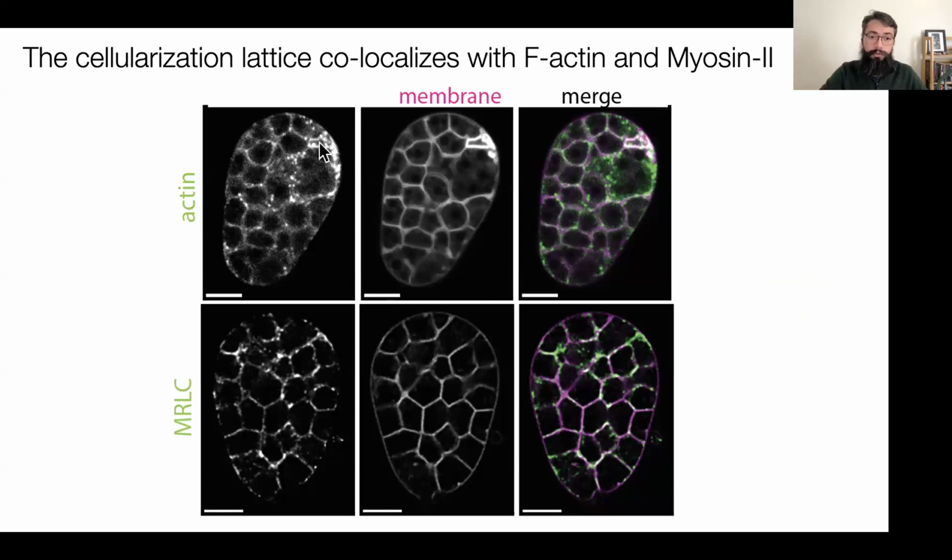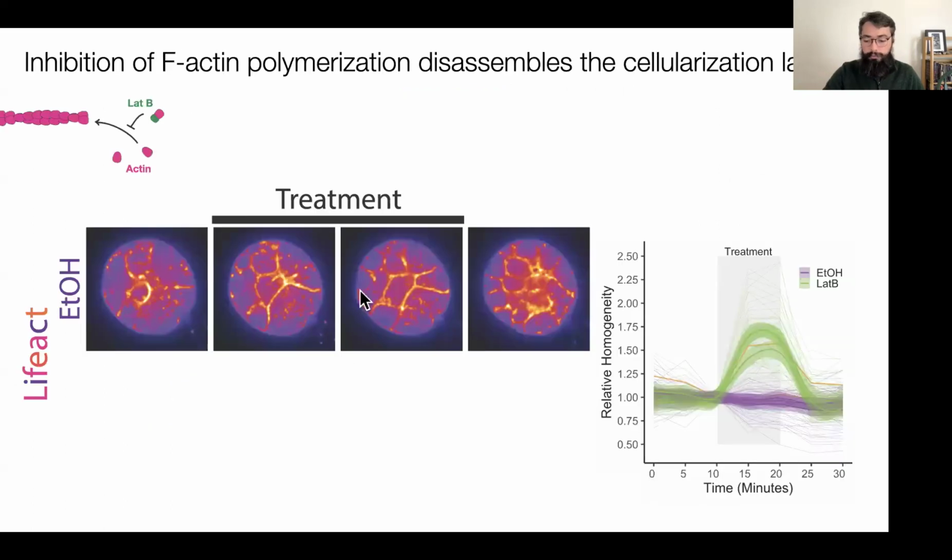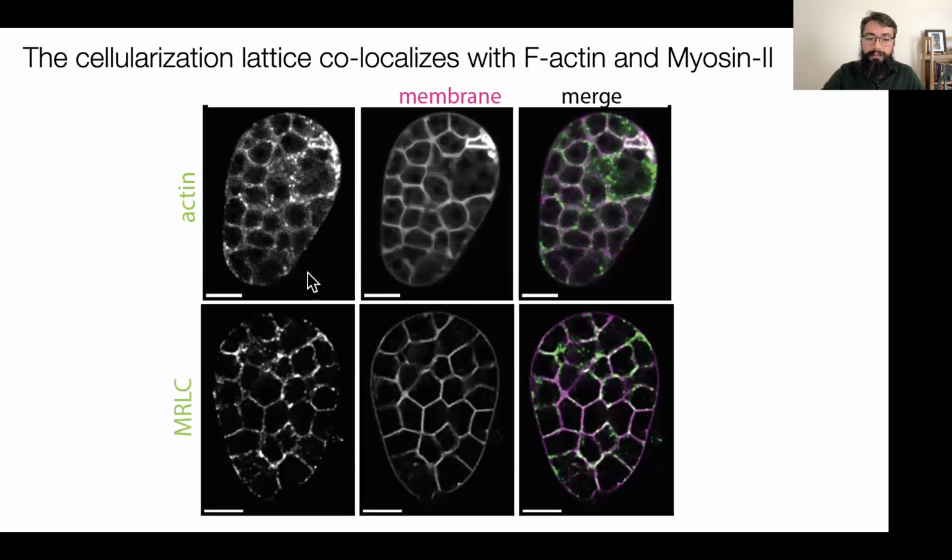So here you see two strains, the top one that is expressing LifeAct, which is a probe of F-actin, and in the bottom, a fluorescently tagged myosin regulatory chain, which is a probe for myosin 2 activity. And what you can see in both cases is that both actin and myosin colocalize with membrane on peak cellularization, suggesting that maybe contractile actomyosin is important for the assembly of the cellularization lattice.